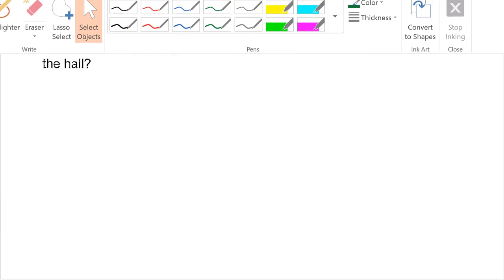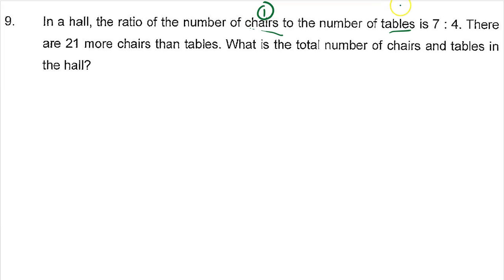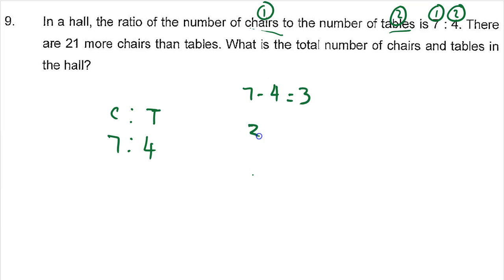Question number 9. You have a hall, and the ratio of the number of chairs to tables. Chairs was mentioned first, so tables was the second thing mentioned. Make sure your order is correct. So chairs to tables, 7 is to 4. The table is 4. There are 21 more chairs than tables. So the difference is actually the 3 units difference. And we know from the question that 3 units is actually the 21 extra.